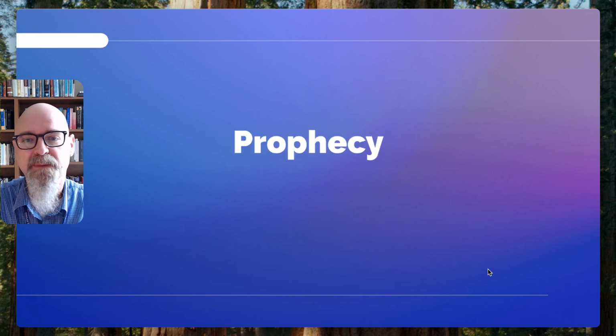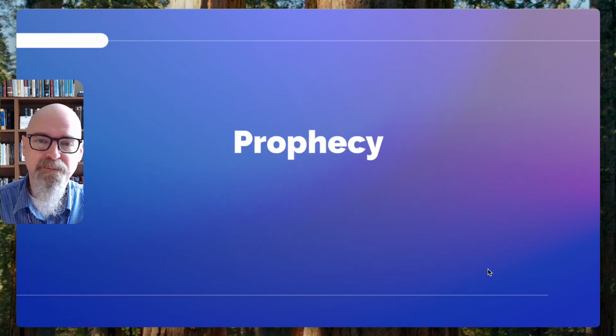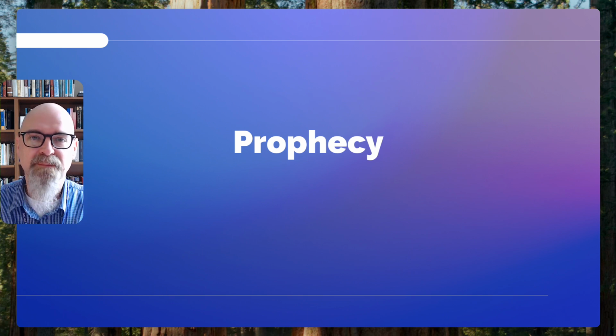Okay, next we're going to talk about prophecy. Prophecy is a really neat genre in the Bible because it connects us to something that's very true about God. One thing that we know about God is that He is omniscient. What we mean by omniscient is that God knows everything. There is not a single thing that God does not know.